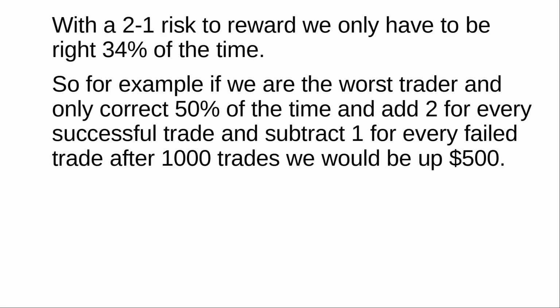With a 2-to-1 risk reward, we only have to be right 34% of the time. So for example, if we're the worst trader and only correct 50% of the time, and add 2 for every successful trade and subtract 1 for every failed trade, after 1,000 trades we would be up $500.